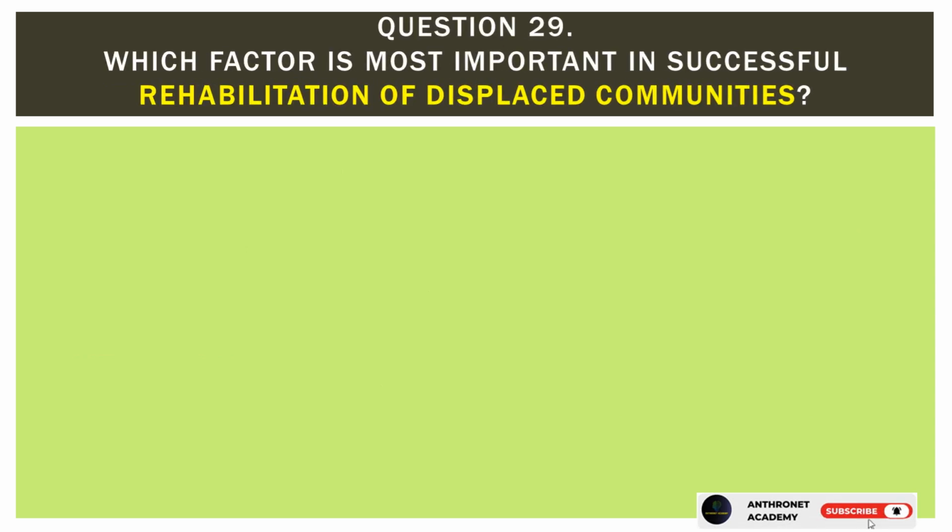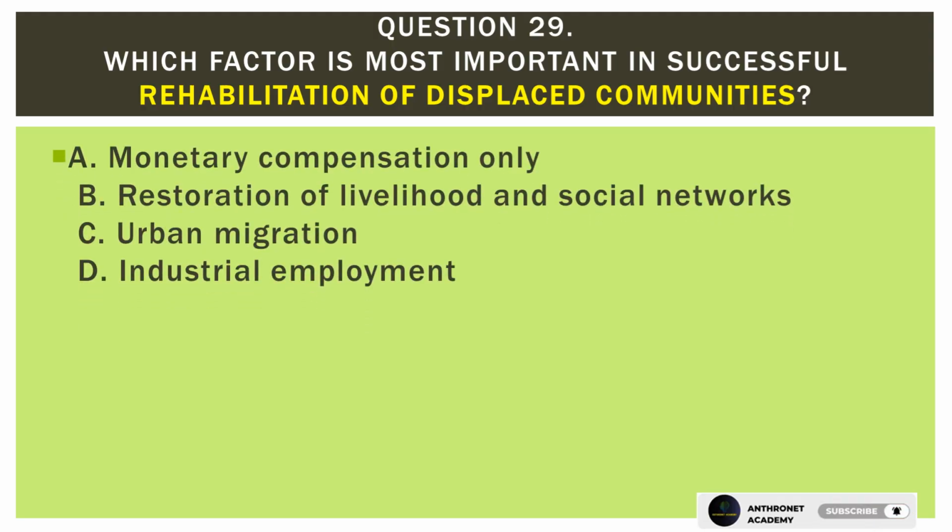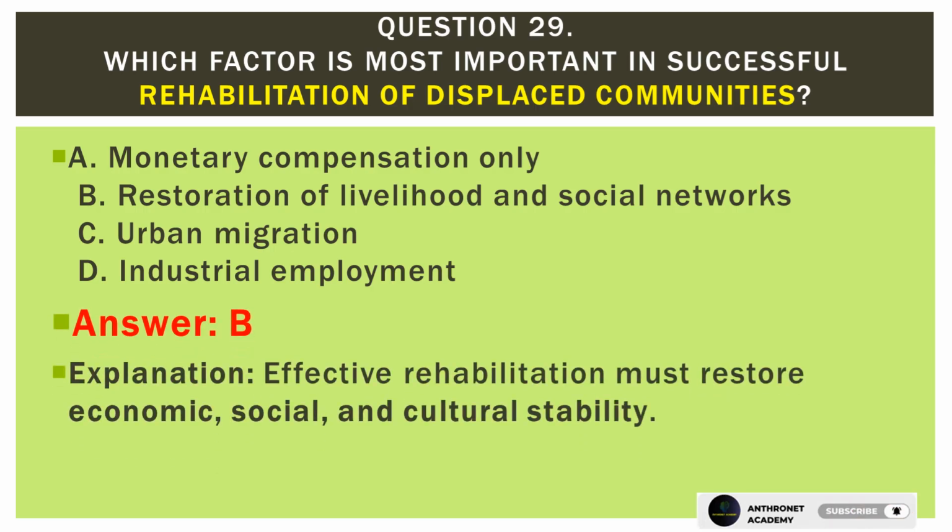Question 29. Which factor is most important in successful rehabilitation of displaced communities? A. Monetary compensation only. B. Restoration of livelihood and social networks. C. Urban migration. D. Industrial employment. Answer: B. Explanation: Effective rehabilitation must restore economic, social, and cultural stability.